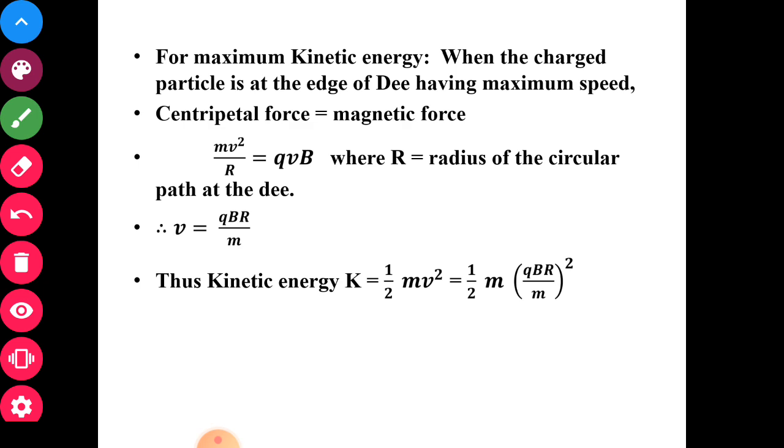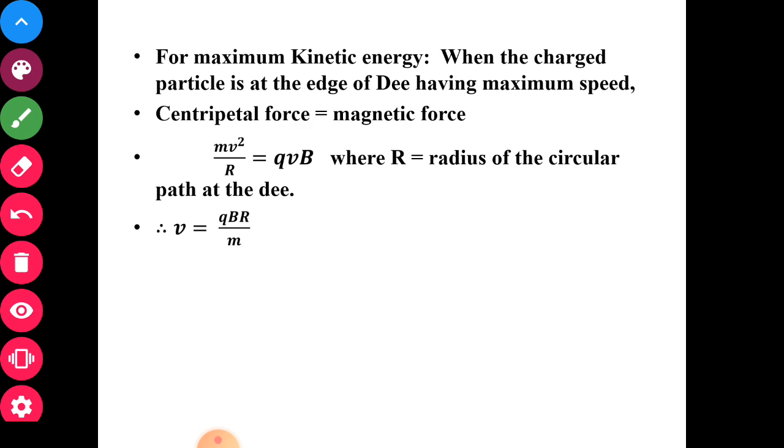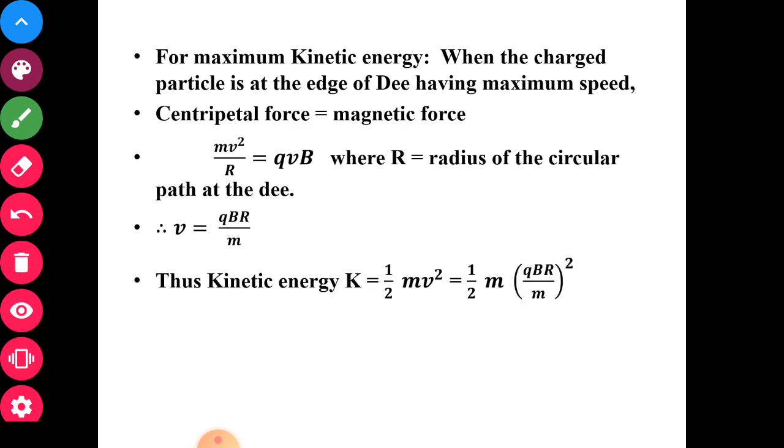Thus kinetic energy, if you want to find it, is very easy: 1/2 mv square. Just place the value of velocity here. Instead of v, we write qbr upon m. Squaring them, what will you get? You will get kinetic energy as q square b square r square, where one m will be cancelled out, so it is q square b square r square upon 2m.